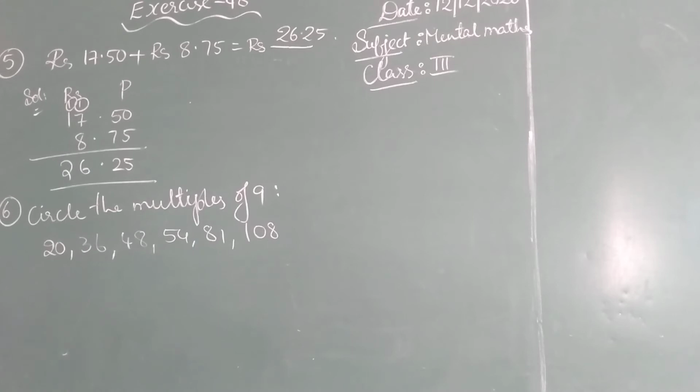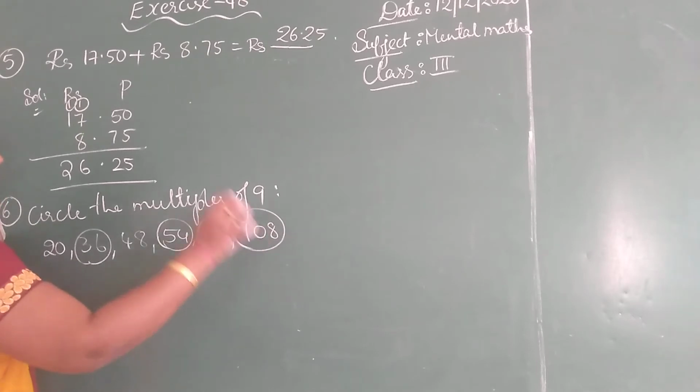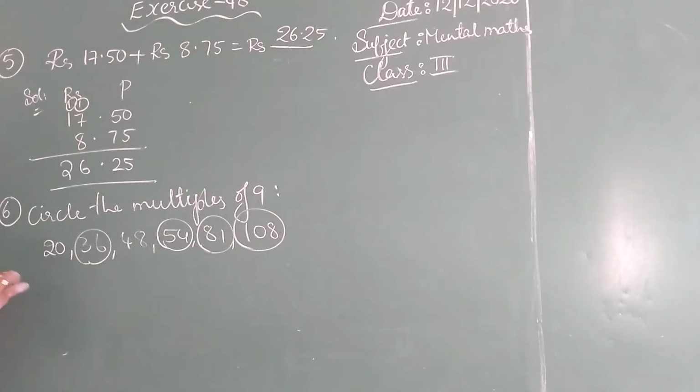See those numbers. 20, we cannot see 20. 9 4s are 36, 9 5s are 45, 9 6s are 54, 9 7s are 63, 9 8s are 72, 9 9s are 81, 9 10s are 90, 9 11s are 99, 9 12s are 108. So these are the multiples of 9.